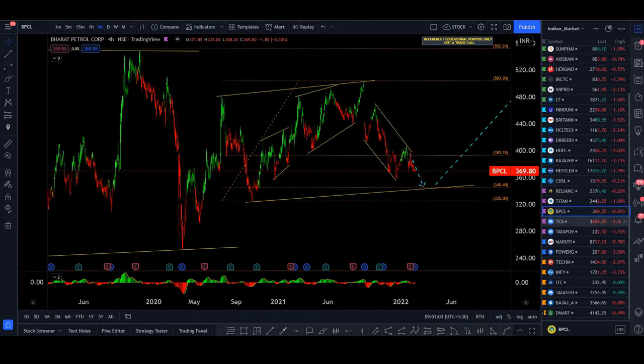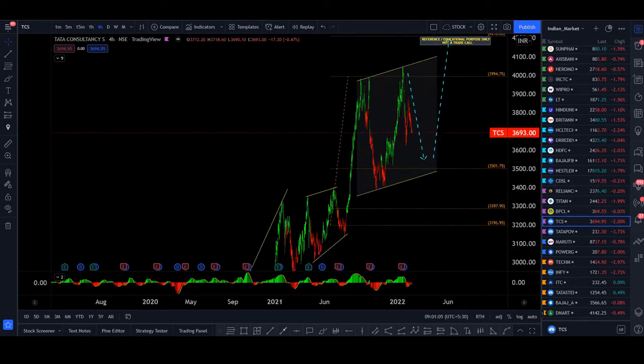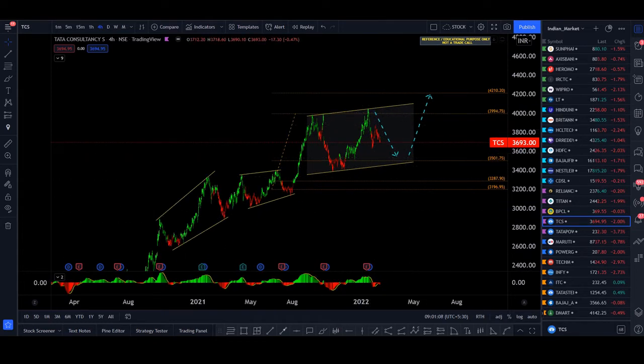Okay, and TCS is actually in the C wave. By looking at the chart now, I think you can clearly see what I'm talking about, how an impulse A, B, C is happening. So once it comes down, this is a local time frame chart, and then it comes down, then if it breaks out, that will be a trade to enter.